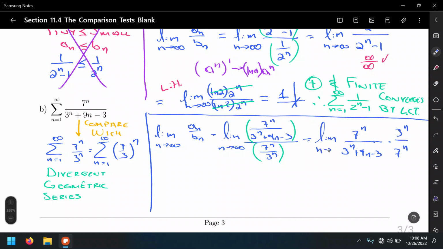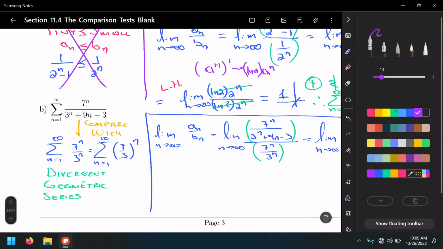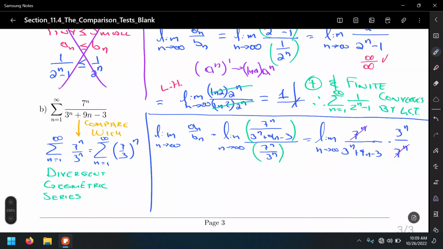Well, in this case, we can divide out the 7 to the n, in order to start simplifying the limit expression so we can find a way to compute the final answer to the limit. So this is the limit of 3 to the n over 3 to the n plus 9n minus 3 as n approaches infinity. And well, let me make this look like a product.